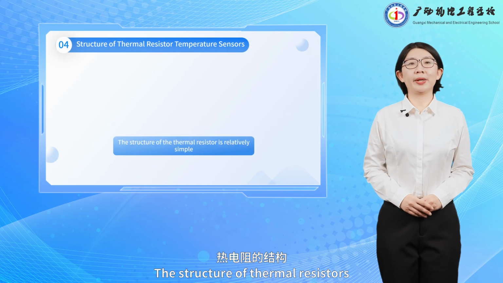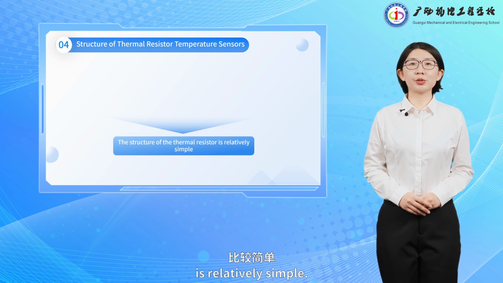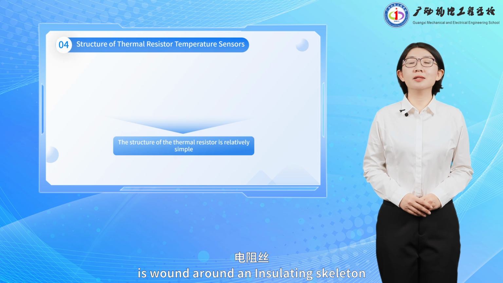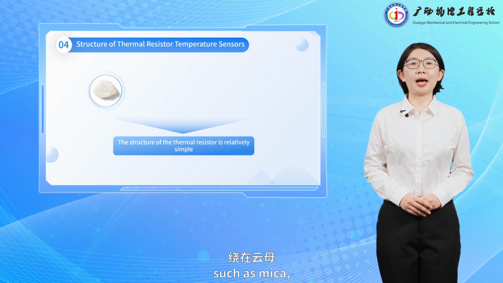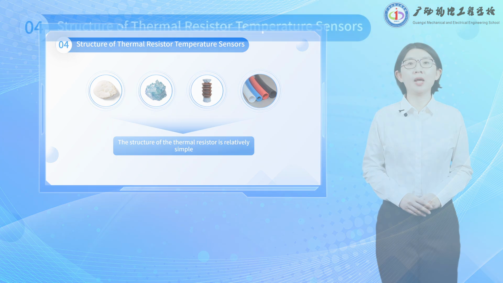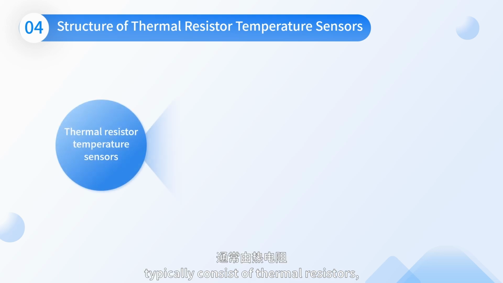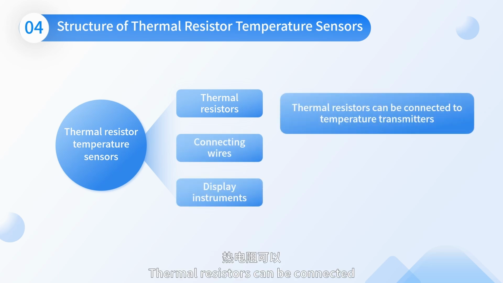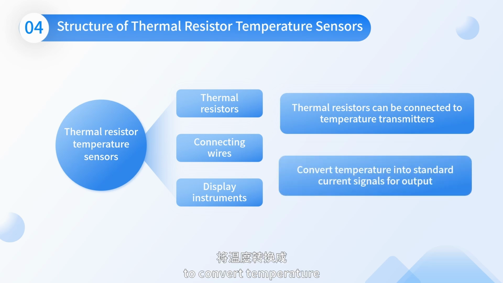The structure of thermal resistors is relatively simple. Generally, the resistance wire is wound around an insulating skeleton such as mica, quartz, ceramics, or plastic, fixed, and then covered with a protective sheath. Thermal resistor sensors typically consist of thermal resistors, connecting wires, and display instruments. Thermal resistors can be connected to temperature transmitters to convert temperature into standard current signals for output.